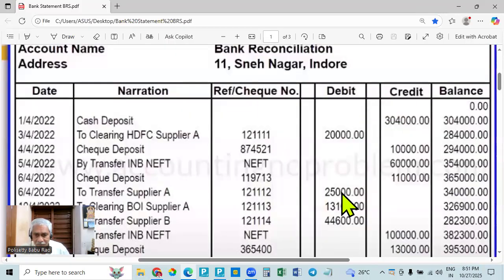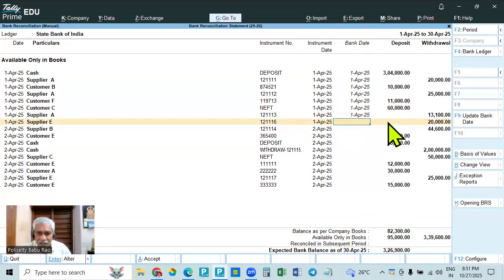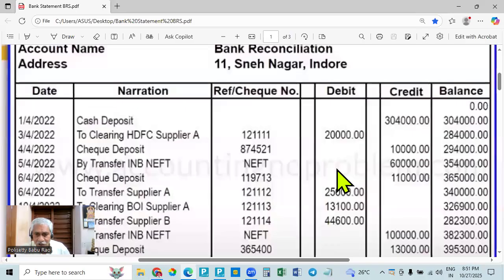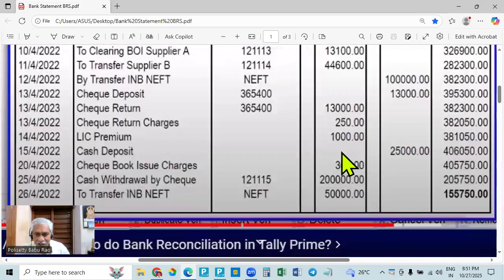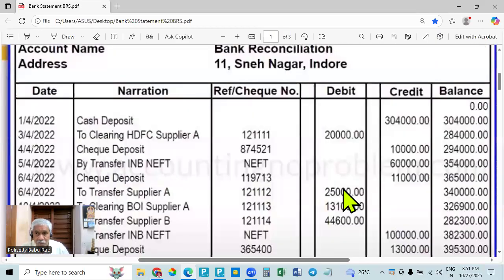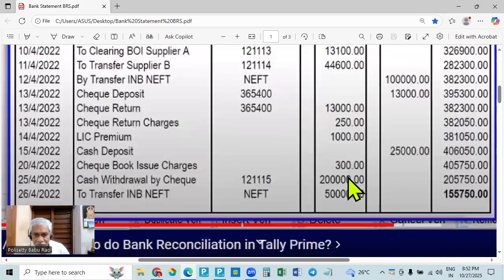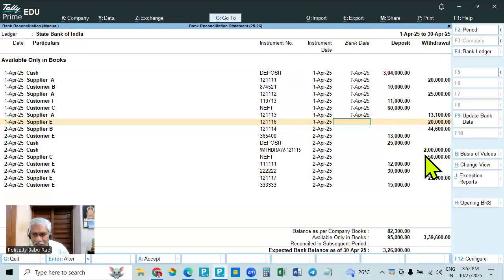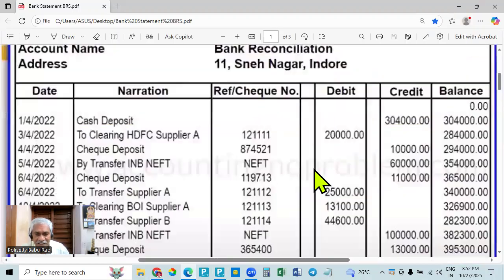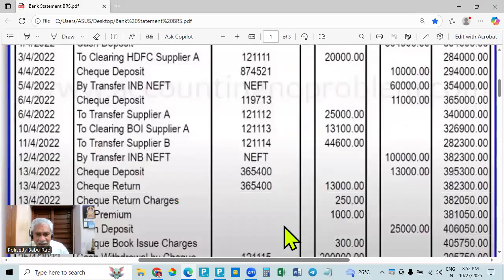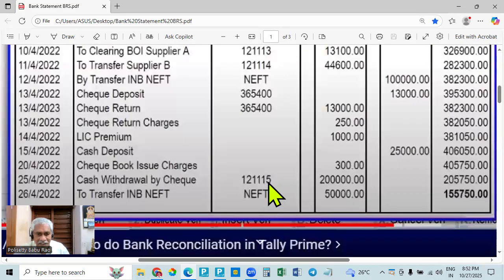And then after this 13,100, there is one check issued 20,000. So it is not available to the agency, because sometimes it will be entered in the bank after some time. But here, okay, that 20,000 is not available. That 20,000 and check number is 15. See, 14 is there and then 15 is here.